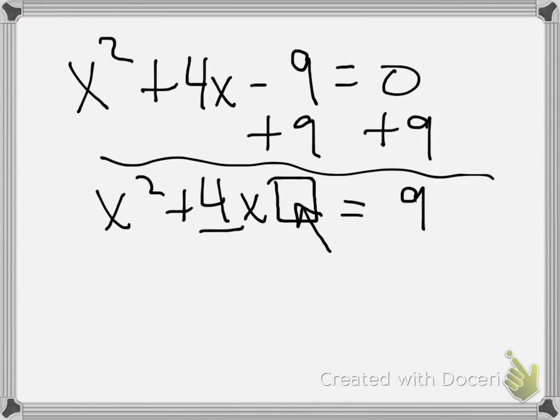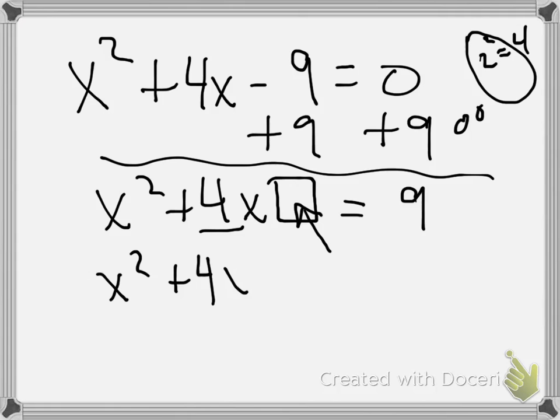Well, let's do that over here, maybe in a little thought bubble. Half of b, so b is 4. Half of 4 is 2. And we can square that, and we get 4. So that's the value that we're going to add in there.